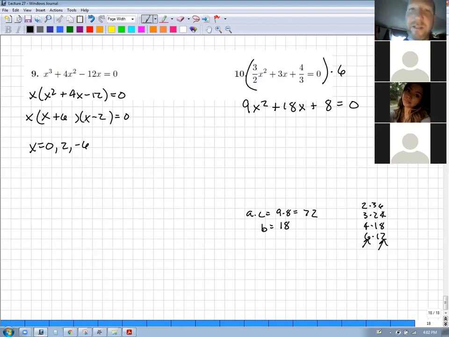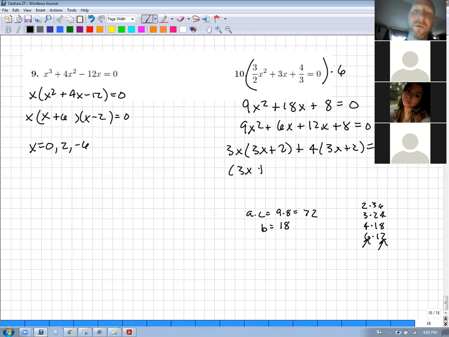So we can rewrite this as 6x plus 12x plus 8. So we can factor out a 3x. So we get a 3x plus 2. Factor out a 4. We get a 3x plus 2. So 3x plus 4 times 3x plus 2 is 0. So x is -4/3 or -2/3.